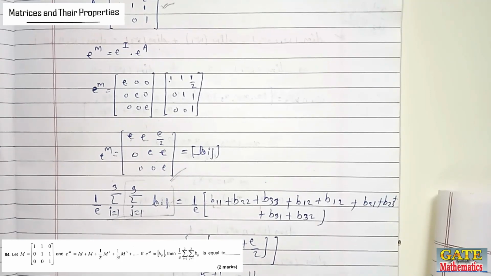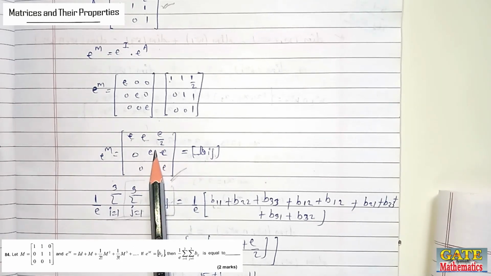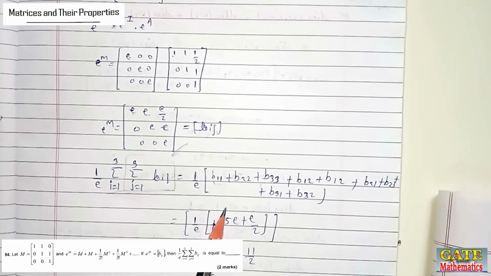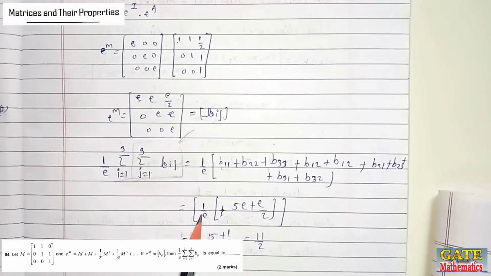So here we can see 1 upon e as it is. So b11, b22, b33, that is 11, 22, 33. Their addition is 3 times e. Then b12, 1, 1, 2, 1, 2. So that means we have to add all the terms over here. So 5e plus e by 2, e by 2 which is coming. It is a very easy addition. So 1 upon e under bracket 5e plus e by 2.